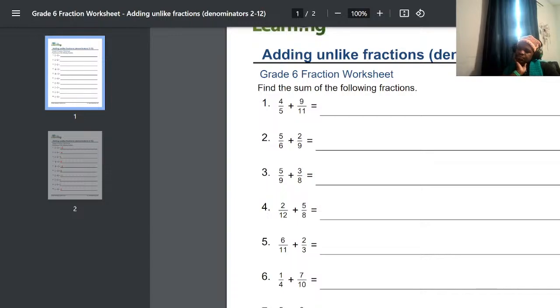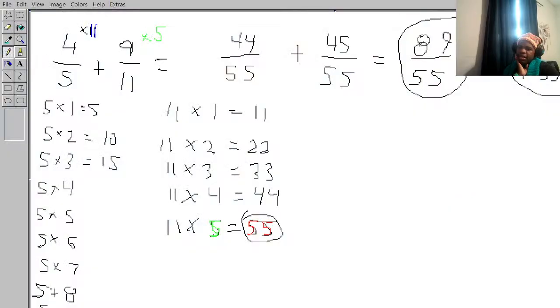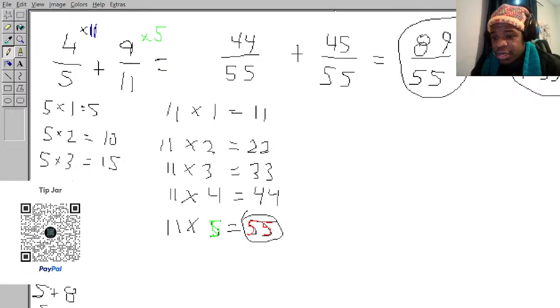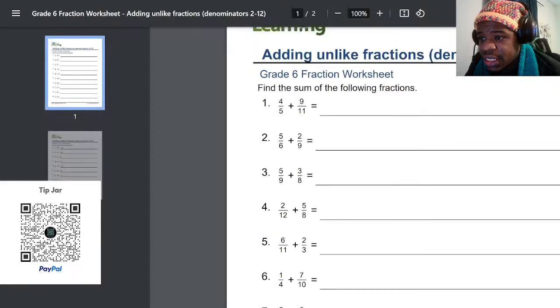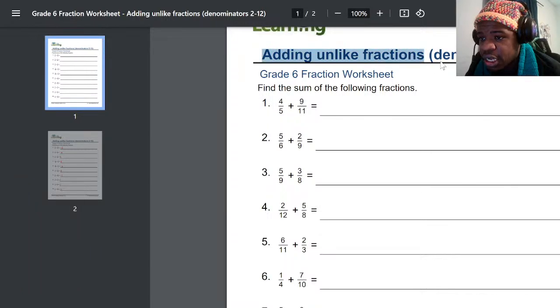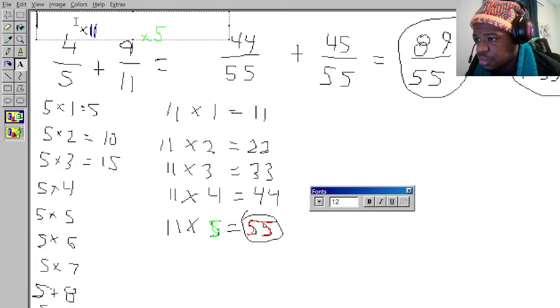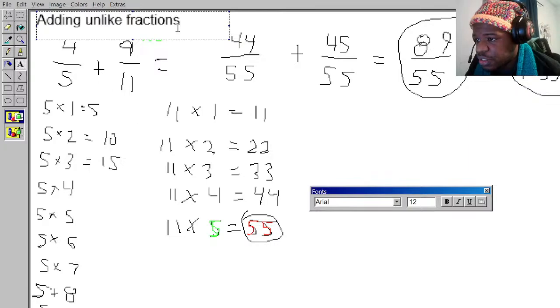So, oh, sorry. Back on that. Wanted to leave that on the screen for a bit so you guys can see how to. Should probably write it down somewhere what we're doing. Adding unlike fractions. I'm just going to copy that and put that in my little text field here. There we go.